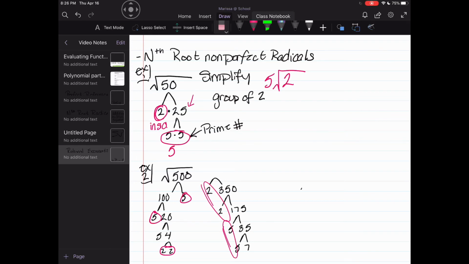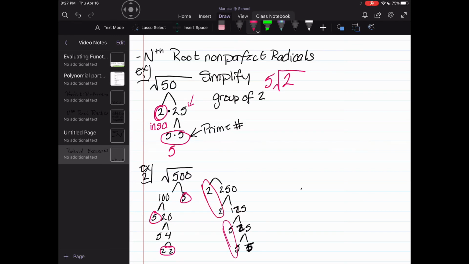And here's my mistake. I said that 500 divided by 2 is 350. It's not. It's 250. So 250 divided by 2 is 125, not 75. Divided by 5 is 25, which is 5 times 5. Both of those are still prime numbers, so here is where I biffed up, found it.